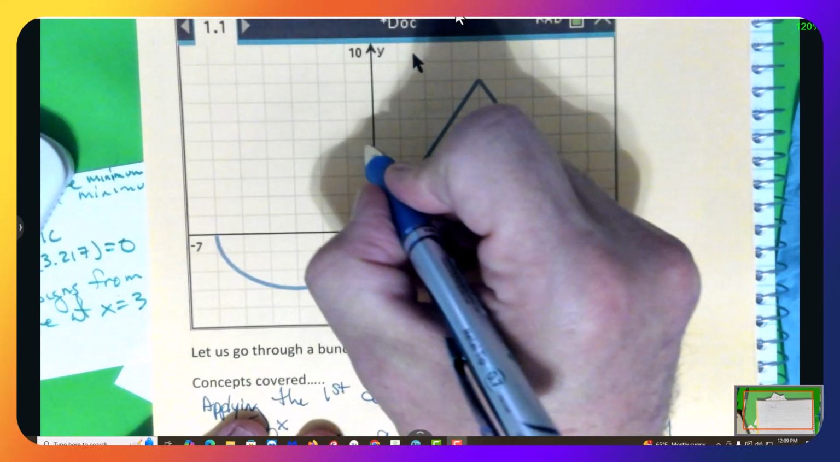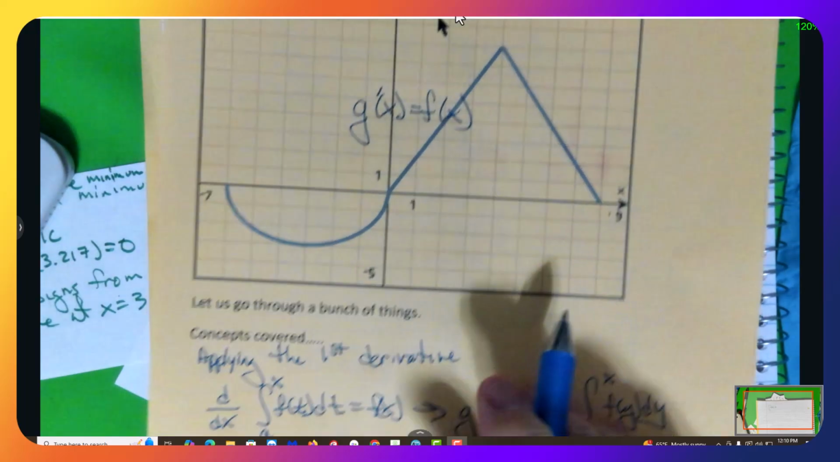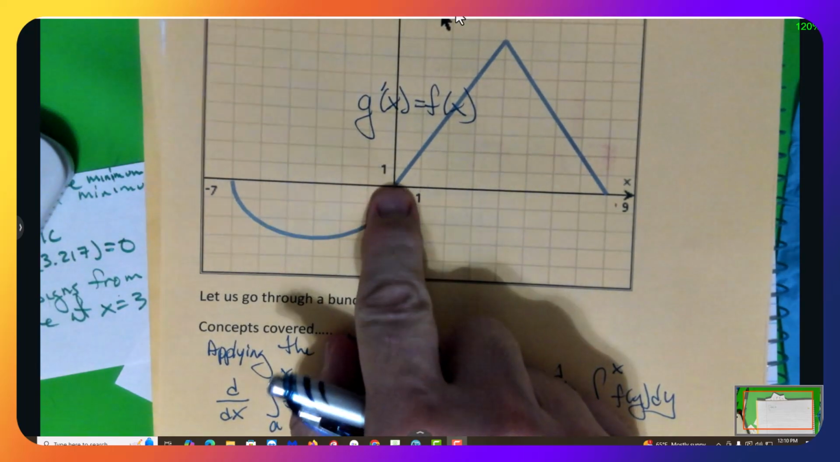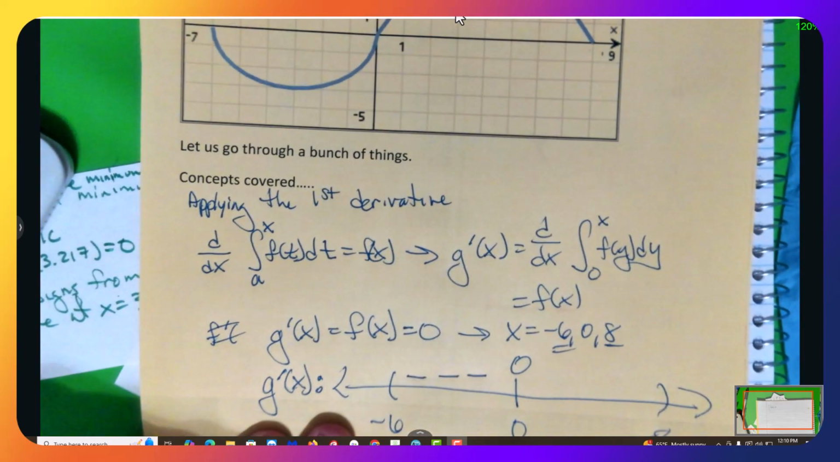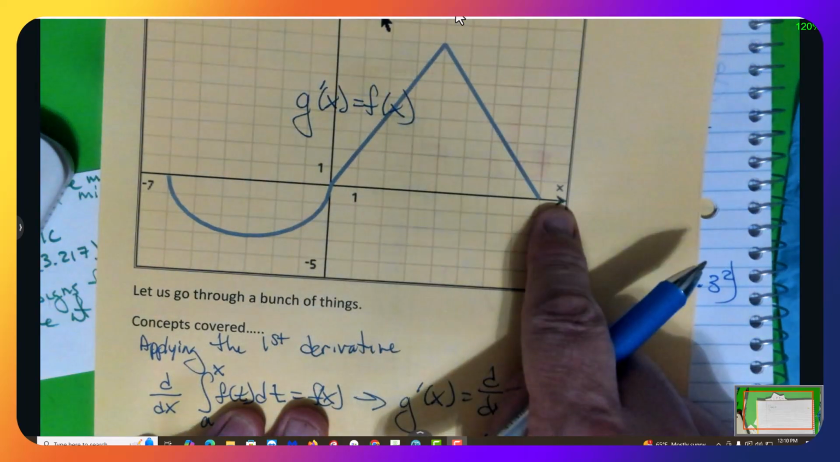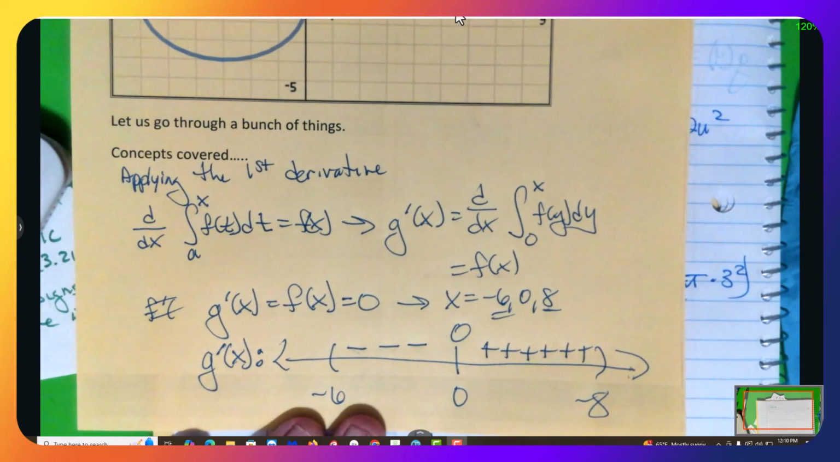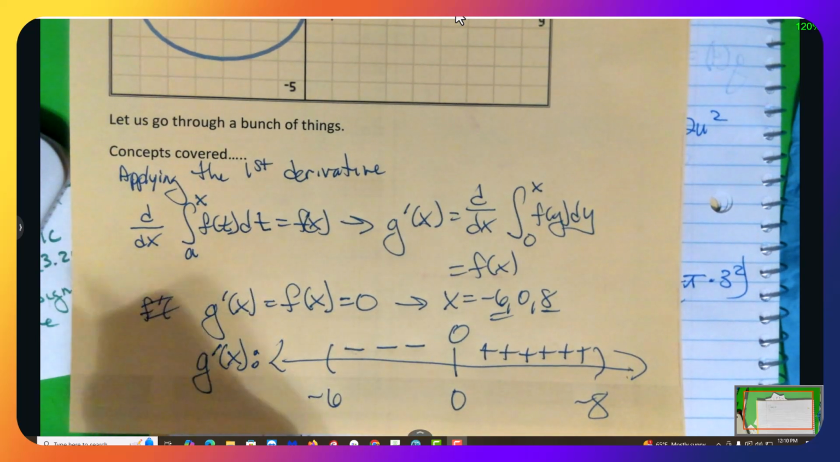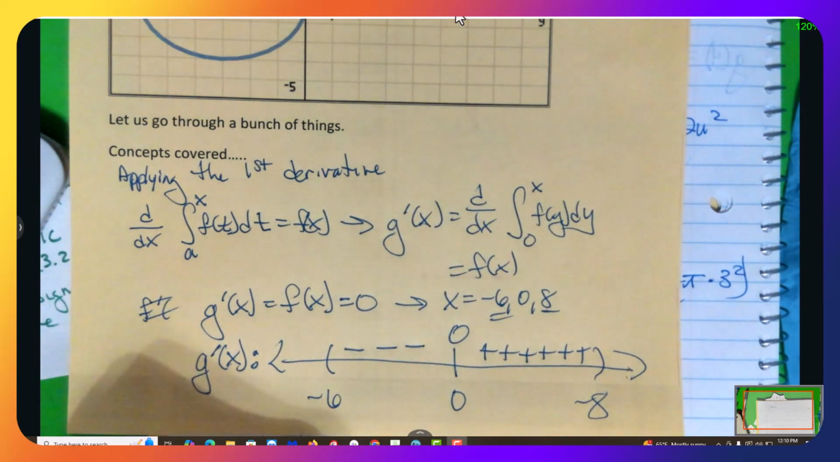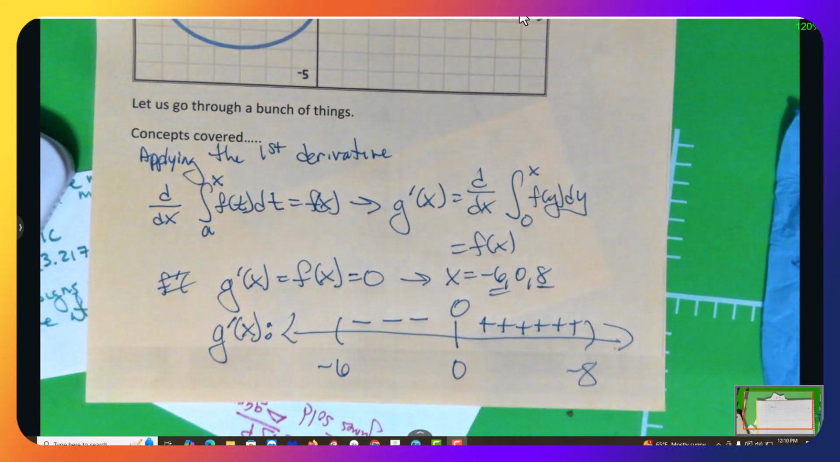Reading the graph, I'm just going to come up here and write this is g prime of x, which is f of x. Oh, look, from -6 to 0, my y values for g prime are negative. From 0 to 8, my y values for g prime are positive. Now we're going to do a couple different things here. I could also use derivative tests for this one, so we'll do that too. So we need to work on intervals of increase and intervals of decrease.